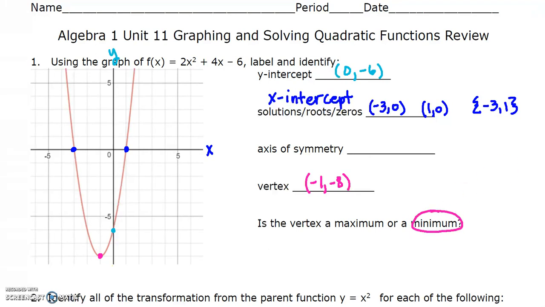And now let's do the axis of symmetry. The axis of symmetry is just that invisible line that cuts our parabola in half into 2 equal sections, and it goes right through our vertex. It's always a vertical line, so it's always going to be x equals, and it is the x value of my vertex, so x equals -1.